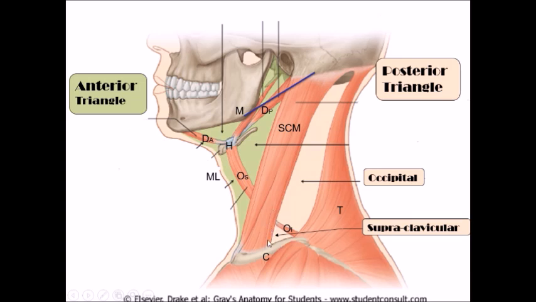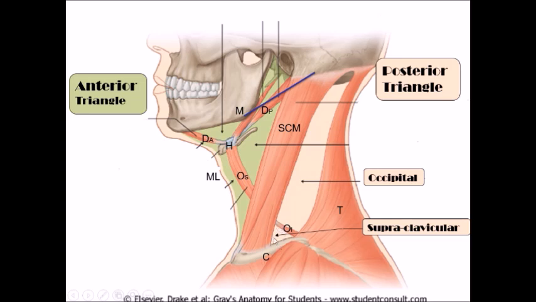The boundaries of this triangle: anteriorly, what do you have here? This is the sternocleidomastoid muscle. Posteriorly we have the omohyoid inferior belly, and the base is formed by the clavicle. So these are the boundaries of this supraclavicular triangle. Anteriorly we have the sternocleidomastoid posterior border, posteriorly we have the inferior belly of the omohyoid muscle, and the base is formed by the middle one third of the clavicle.